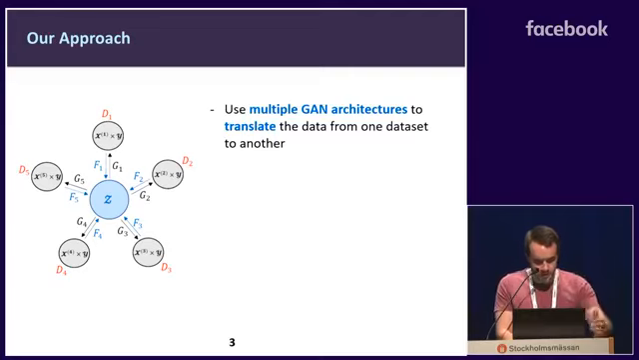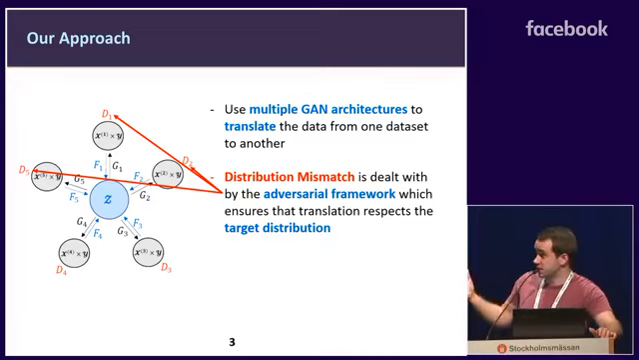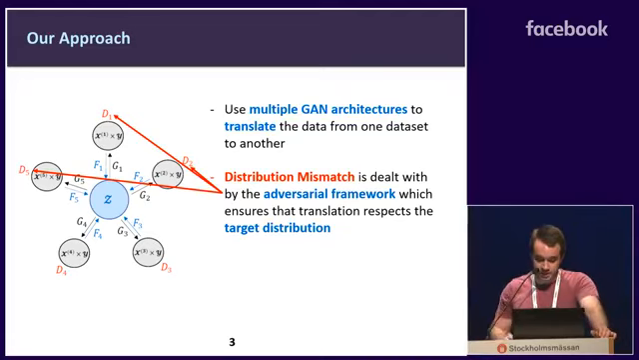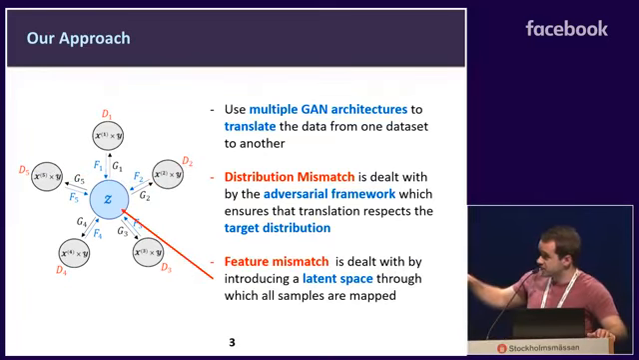Our approach is to use multiple GAN architectures to translate the data from one dataset to another. The distribution mismatch is dealt with by the adversarial framework, by introducing discriminators for each of the different datasets, ensuring that the data we map from the other datasets into this target domain matches the distribution of the original target data. The feature mismatch is addressed by introducing a latent space Z through which we map all of the data, so the shared representations exist in this latent space Z, and the problem of feature mismatch is dealt with in this way.